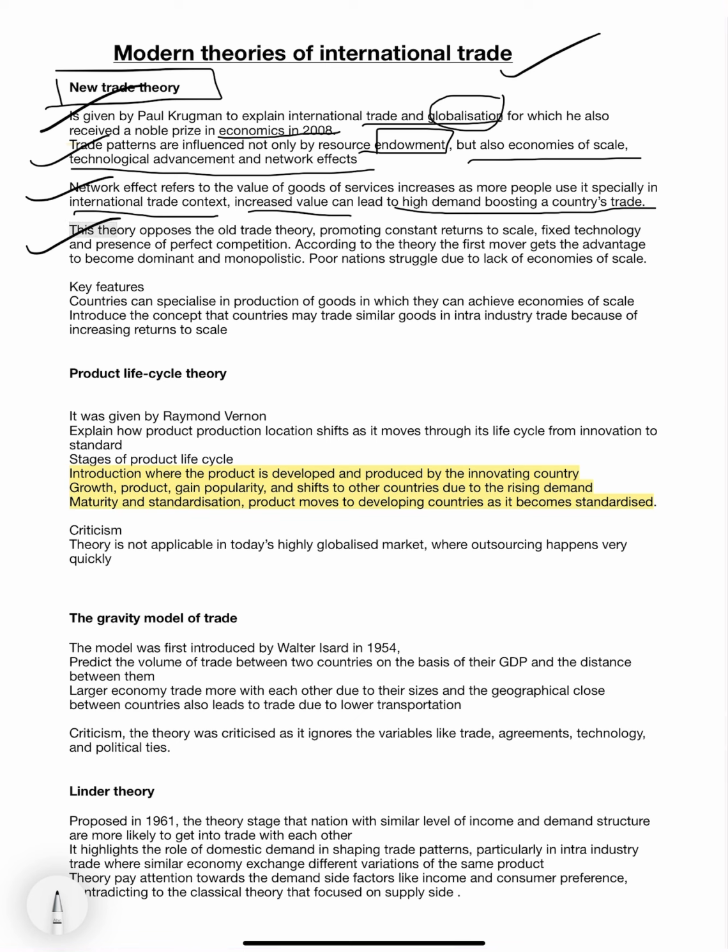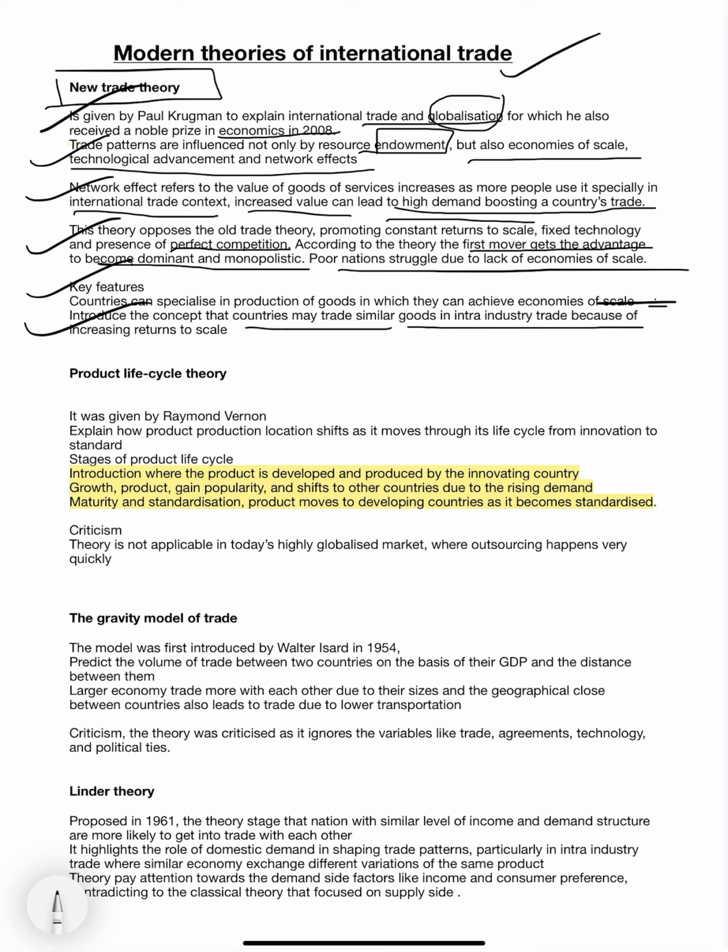The theory also opposes the old trade theory, which talks about constant returns to scale, fixed technology, and the presence of perfect competition. This theory talks about monopolistic firms and the advantage of the first mover firm, and that's why the poor nation struggles due to lack of economies of scale. Key takeaways are: countries can specialize in the production of those goods in which they achieve economies of scale, and it introduced the concept that countries may trade similar goods in inter-industry trade because of the increasing returns to scale.